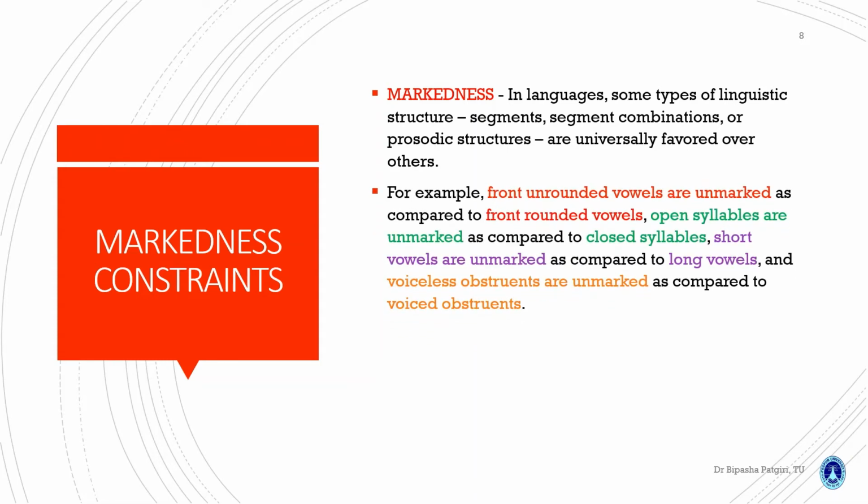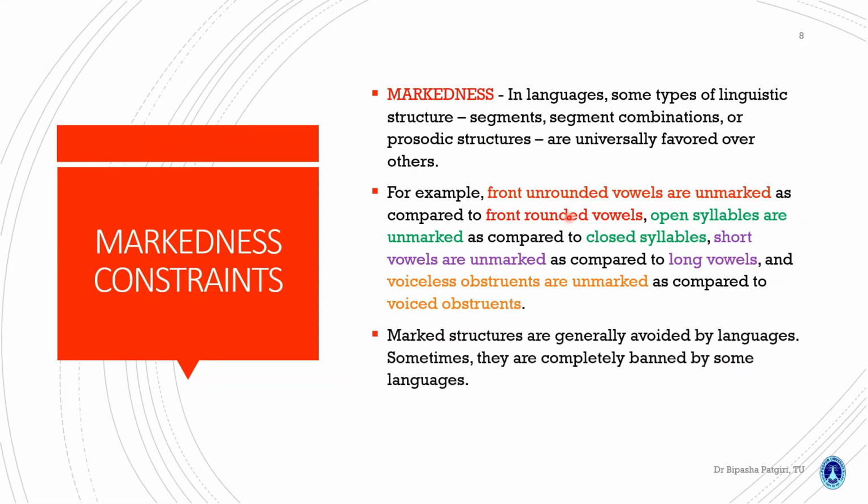For example, here are a few distinctive categories. Front unrounded vowels are unmarked as compared to front rounded vowels. Similarly, open syllables are unmarked as compared to closed syllables. Short vowels are unmarked as compared to long vowels, and voiceless obstruents are unmarked as compared to voiced obstruents. Please have a look at the IPA and try to figure out what sounds like front unrounded and front rounded are. Marked structures are generally avoided by languages.